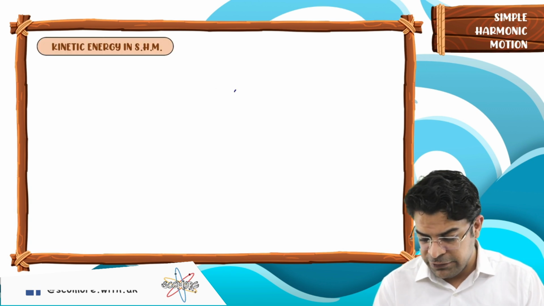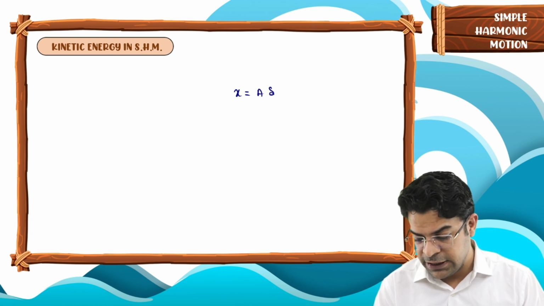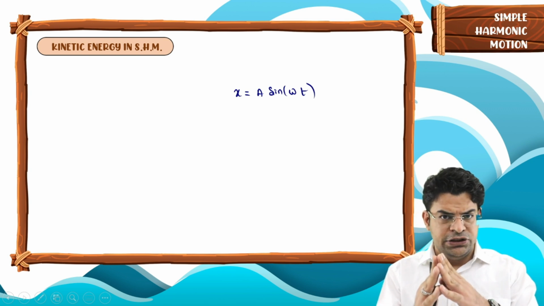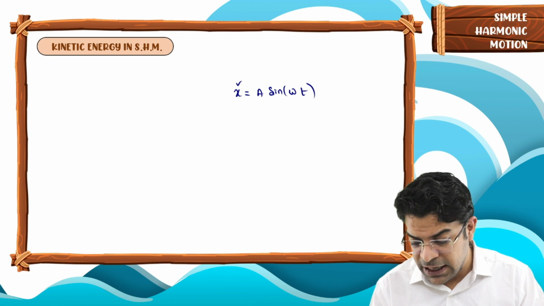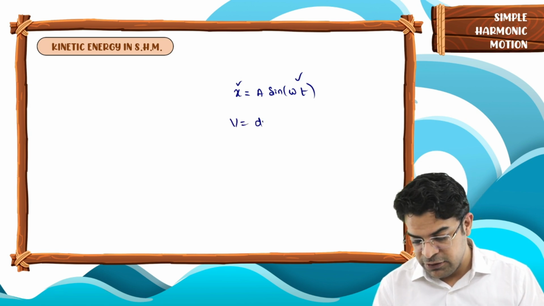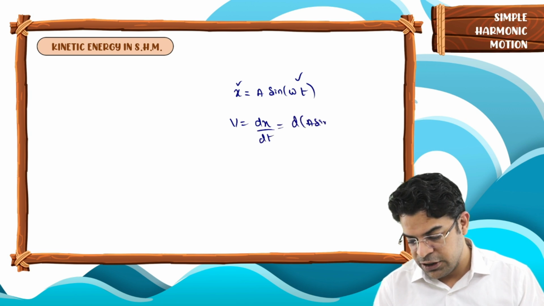Now let's say we have a particle whose displacement at any time t is given by x equals a sine omega t. So where is phi? I have taken the initial phase angle as 0. So if the displacement at any time t is given by a sine omega t, then the velocity at any time t will be given by dx by dt, and that will be equal to d of a sine omega t by dt.